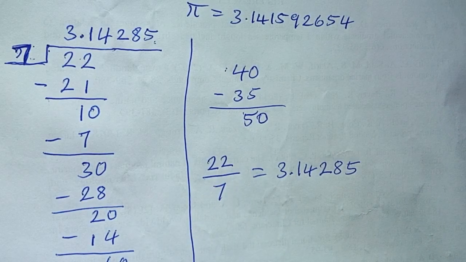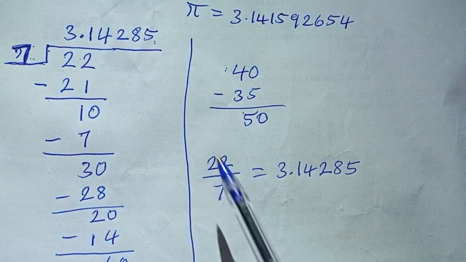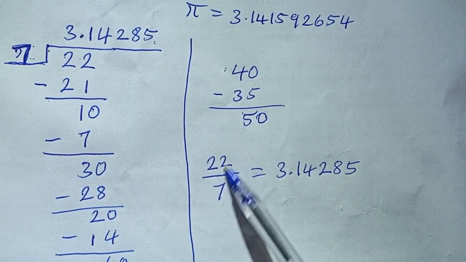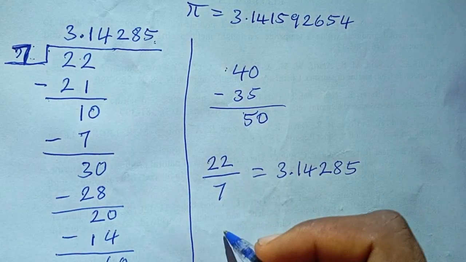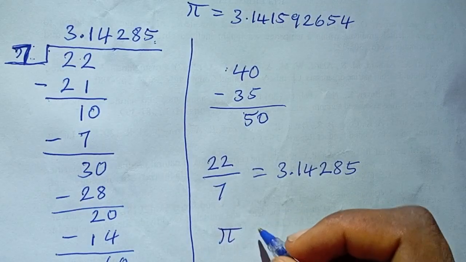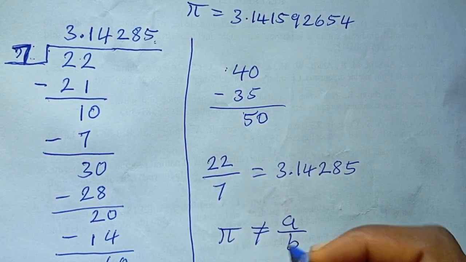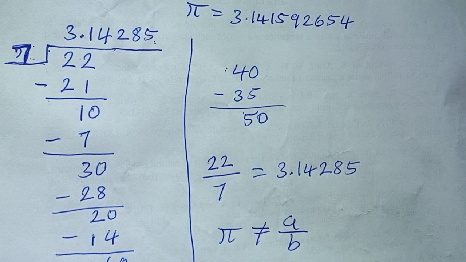22/7 is an approximate value of pi, but it is not equal to pi. Pi is irrational. The value of pi cannot be expressed as a fraction like this. It cannot be expressed as 22 divided by 7. You cannot express pi as a fraction so that you have a over b. It's not possible because pi is irrational.